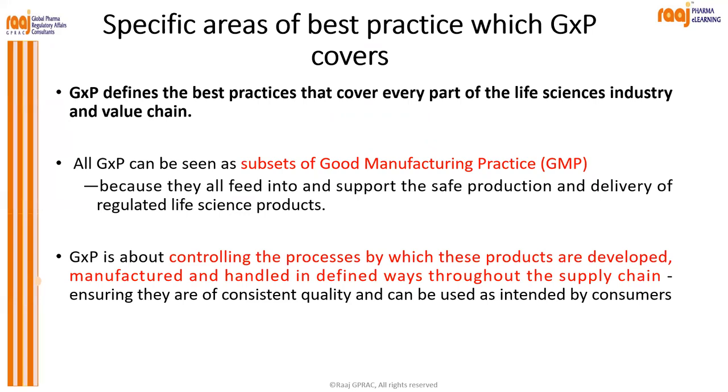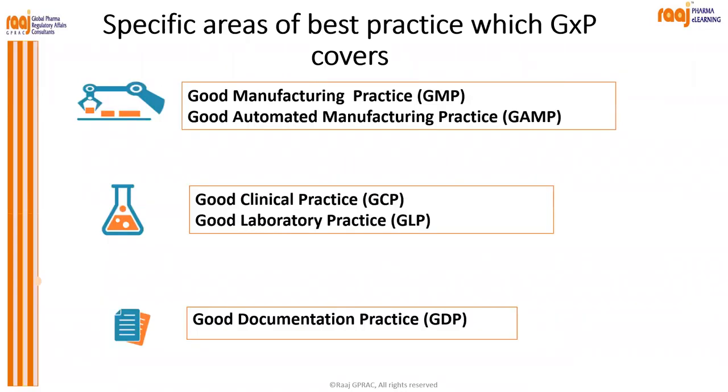So GxP is about controlling the processes by which these products are developed, manufactured, and handled in defined ways throughout the supply chain, ensuring that they are of consistent quality and can be used as intended by the consumers. So for everyone, our customer is like a god. If you make your customer happy, your consumer happy, then only there is a sustainability of business. And that's how GxP helps your business sustainability.